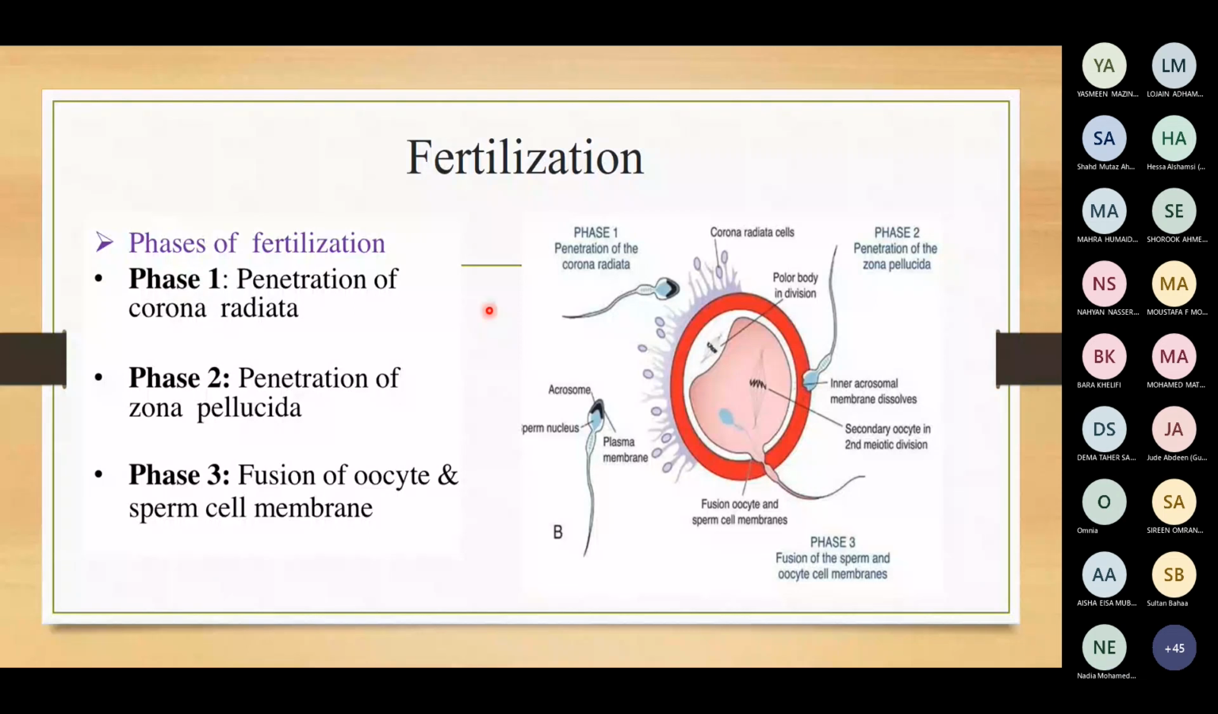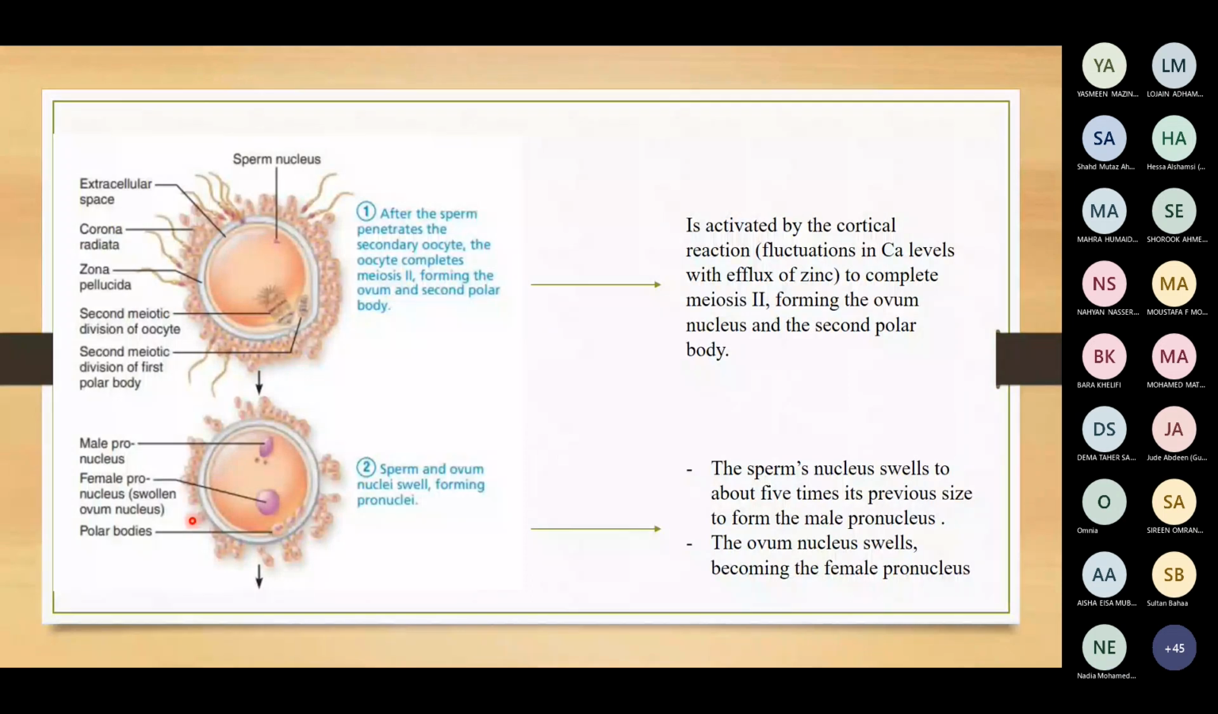Okay. Thank you. So those are the three phases of fertilization. The first part, we need to penetrate the corona radiata. After that, you reach the zona pellucida, and then you get the fusion where the sperm and the oocyte actually meet. Now we're going to talk about what happens inside the oocyte. We said that the genetic material of the sperm entered inside and penetrated, so what's going to happen here?